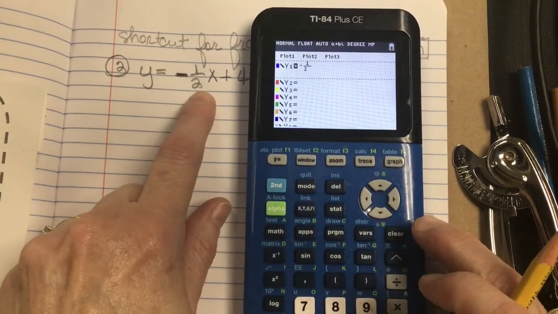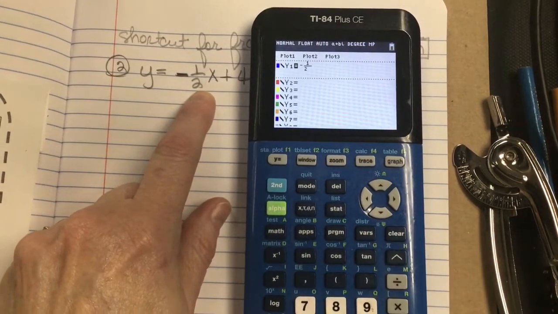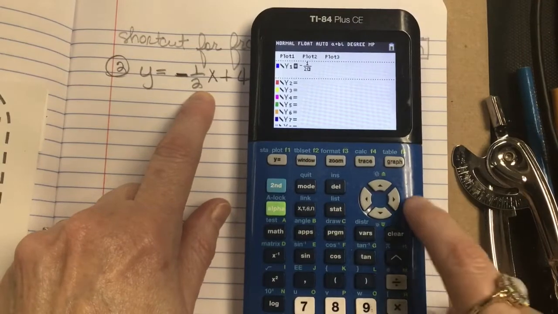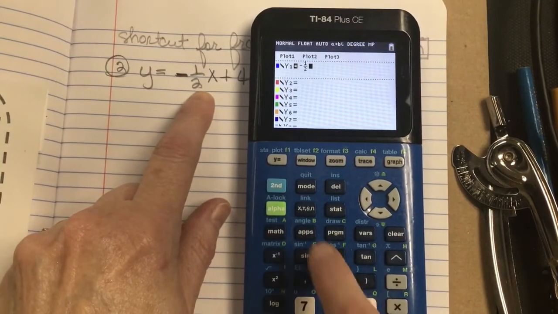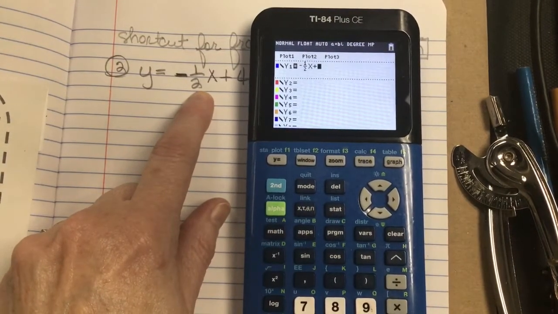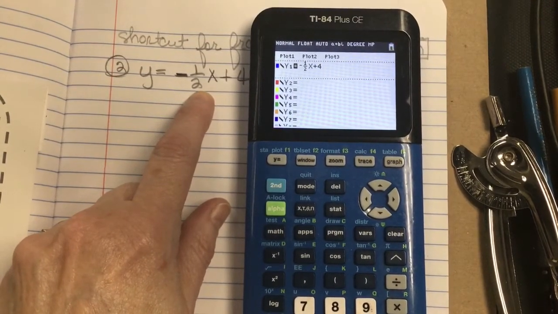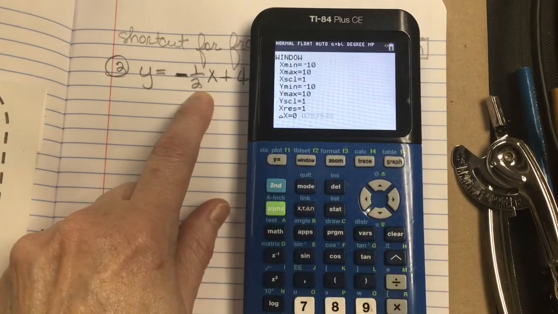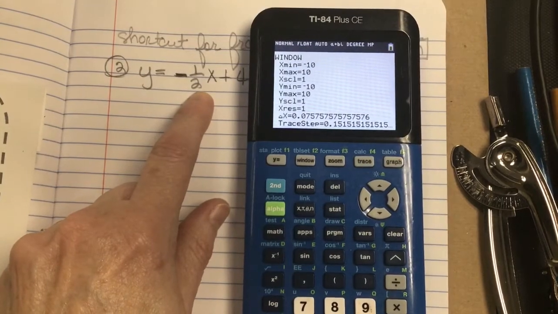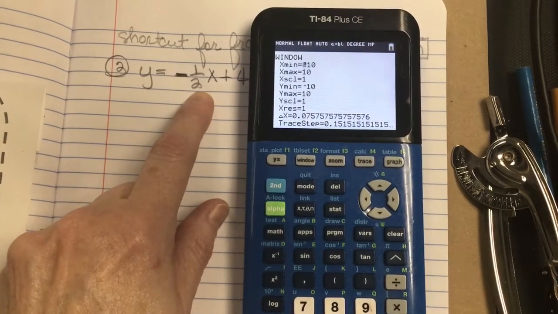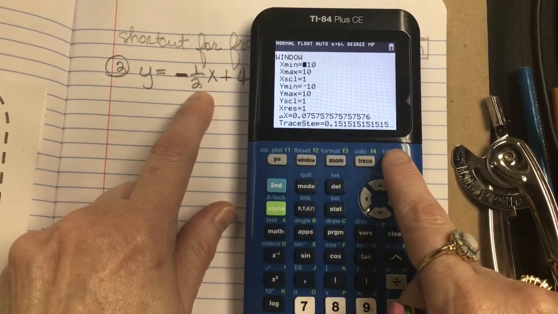Now, how am I going to get out of that? See, it's showing a blinking arrow to the right. So, arrow to the right, x plus 4. Now, have we done anything with the window? I don't think so. If you think you have, look at your window. Just check it, because mine went crazy a while ago, and I had to reset it. I'll show you the quick reset for a standard window, and then hit graph.